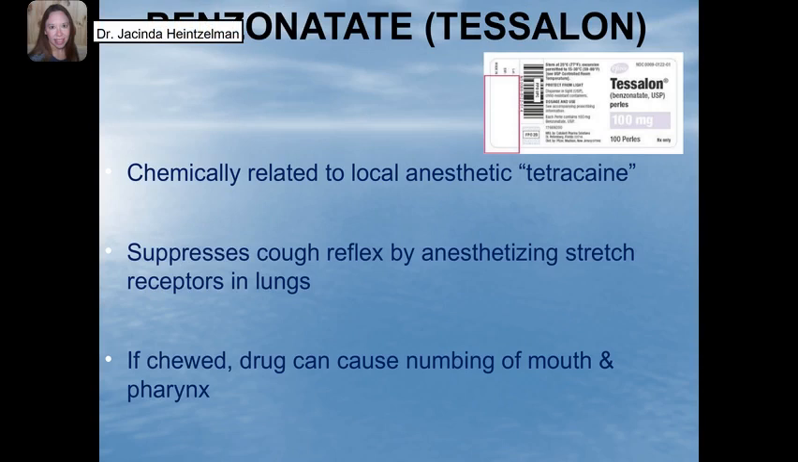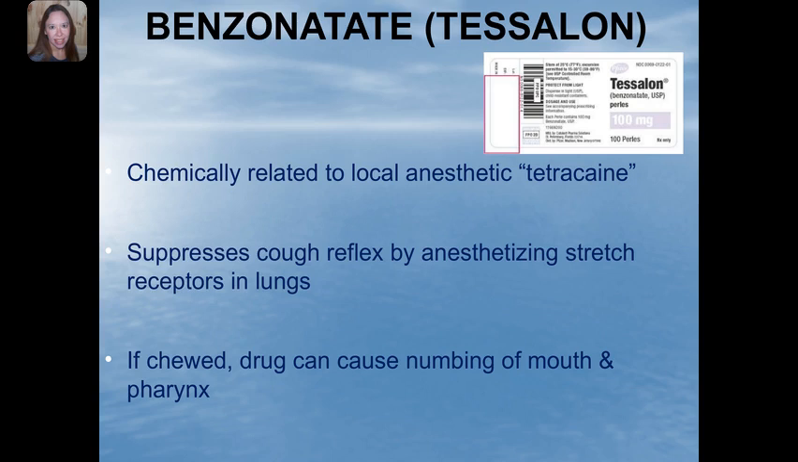Tessalon is another medication that is a cough suppressant, or an antitussive. How exactly does Tessalon work? Well, it is chemically related to the local anesthetic tetracaine. So anesthesia, you've got to think of numbing. Well, Tessalon comes in PO form.